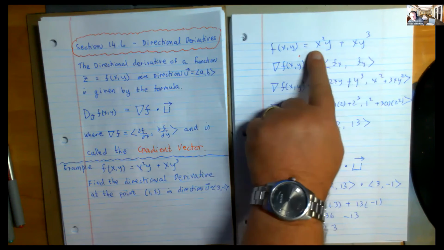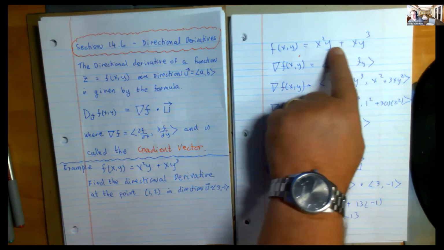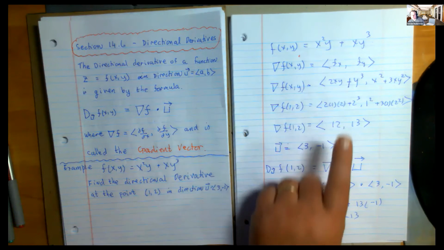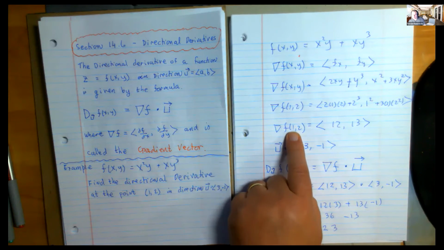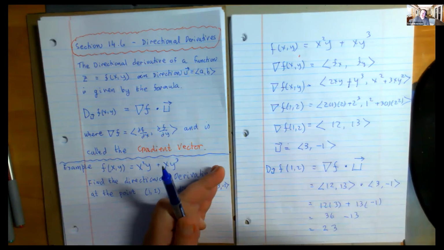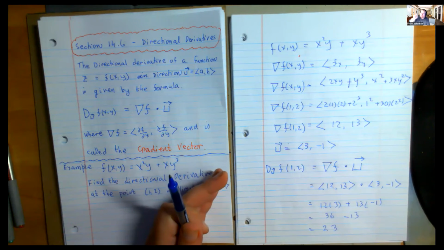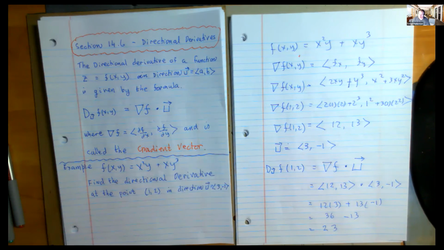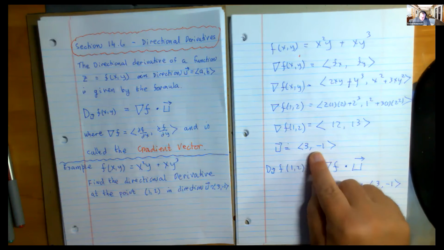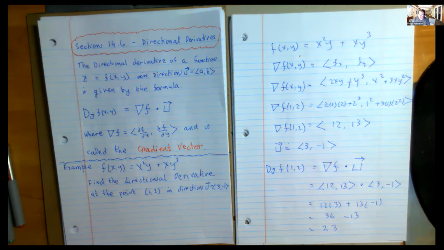So if I went to some software and found out what this surface was like, and then I looked at 1, 2. So imagine the floor is 1, 2, then you'd go up to the surface directly above that point, and at that point on the surface, if you traveled in the direction of this vector, you would find that the surface had a slope of 23. So if you imagine a little tangent line, that little tangent line would be sloping upwards at a very steep slope of 23.